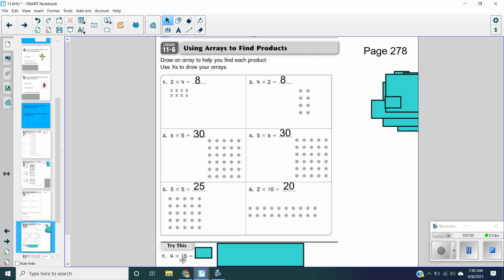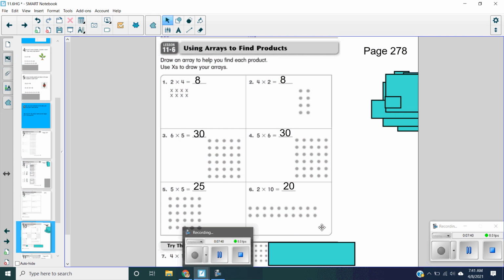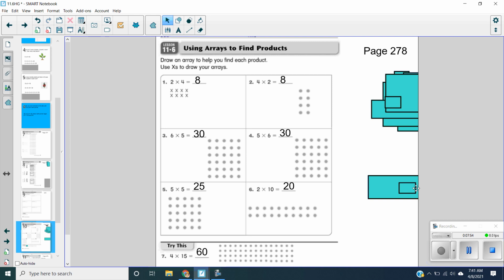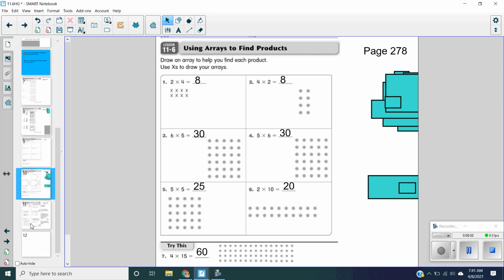Now for the try this, so I mentioned maybe thinking about 4 times 10 first. So let me see, I have 1, 2, 3, 4, 5, 6, 7, 8, 9, 10. So first of all, I know that 4 times 10 is 40, and I know that 4 times 5 is 20. So I'm going to add my 40 plus 20 more to get a total of 60. So you should have had 60 for your answer. Double check to make sure you have your page correct before moving on to math boxes.